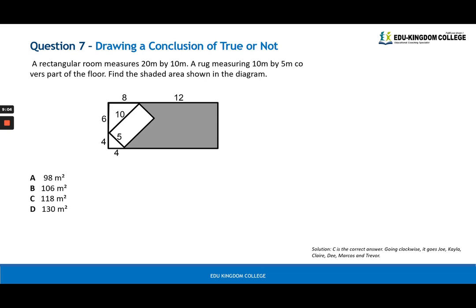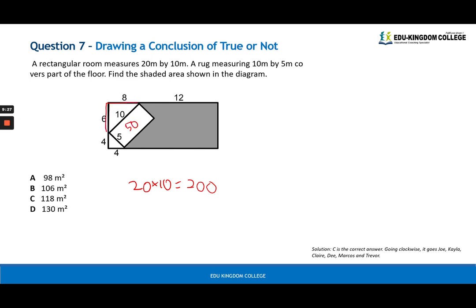So 7, a rectangular room measures 20 by 10, and a rug measures 10 by 5, covering this floor. Find the shaded area of the diagram. Okay, best way to do this, find the total and then minus the unshaded bits, okay? So the whole thing is 200, right? 20 times 10 is 200. We're minusing 5 by 10, which is 50.